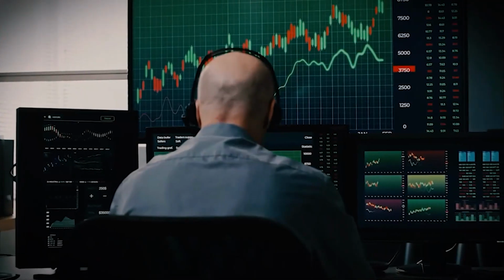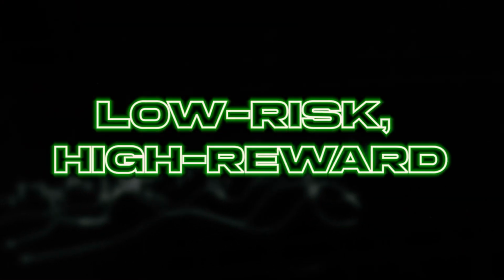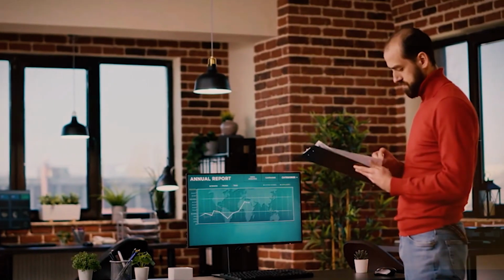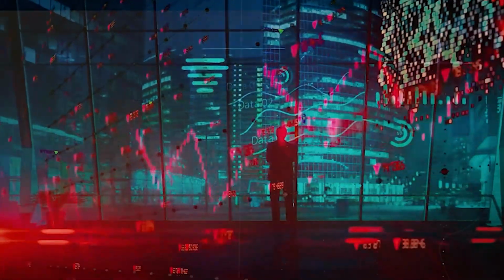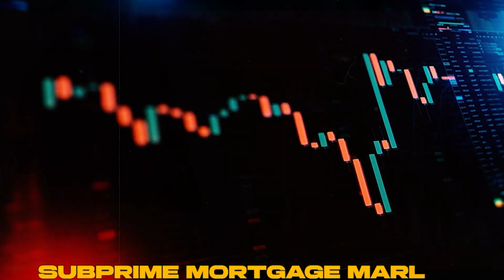Employing a risk-averse approach, he pitched the opportunity to investors based on low-risk, high-reward prospects. This strategic shift attracted more investors to his cause, enabling Heyman Capital to make a massive bet against the subprime mortgage market.